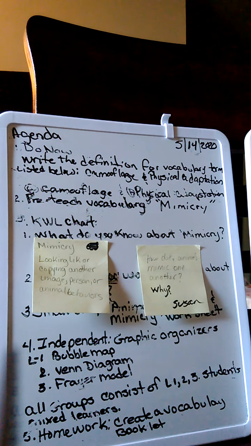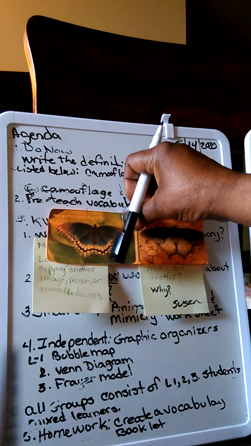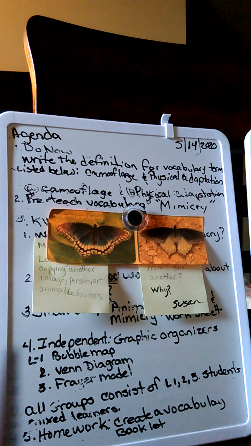So in saying that, the red-spotted butterfly is not poisonous, nor does it taste terrible. But the pipevine swallowtail is poisonous. However, predators stay away from the imitator because they think both are the same kind of animal. When an animal imitates another animal or object to avoid predators, it is called mimicry.